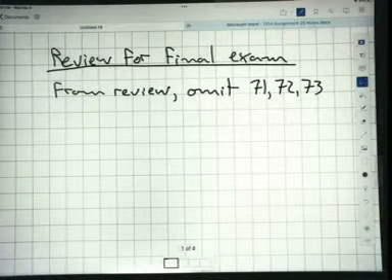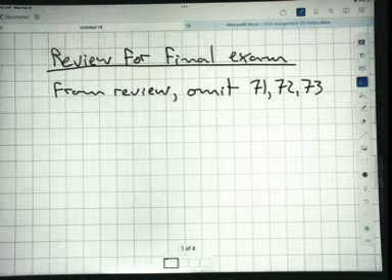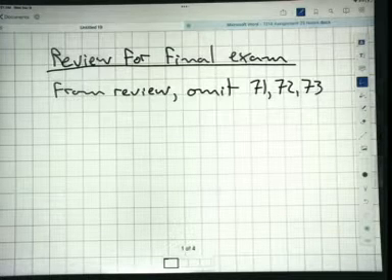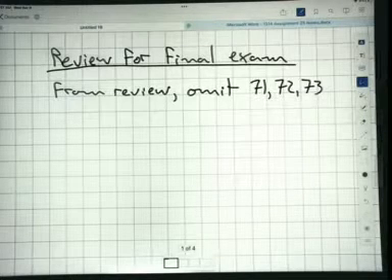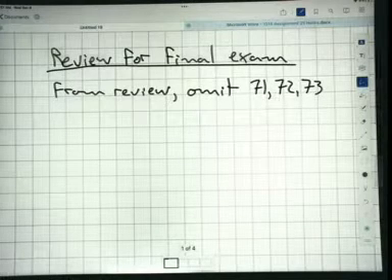So let's go ahead and get started. I'll go ahead and put this back up on the board real quickly. But from the review, the last three problems, 71, 72, and 73, you can omit. Those have to do with partial fraction decomposition, and also the binomial theorem. We did not cover that material, so we're good there.